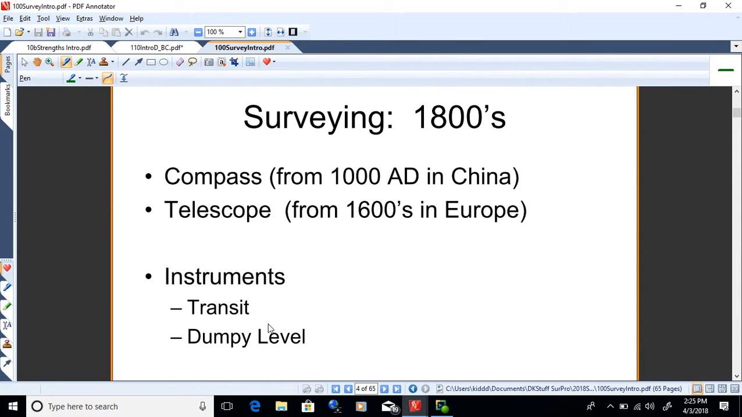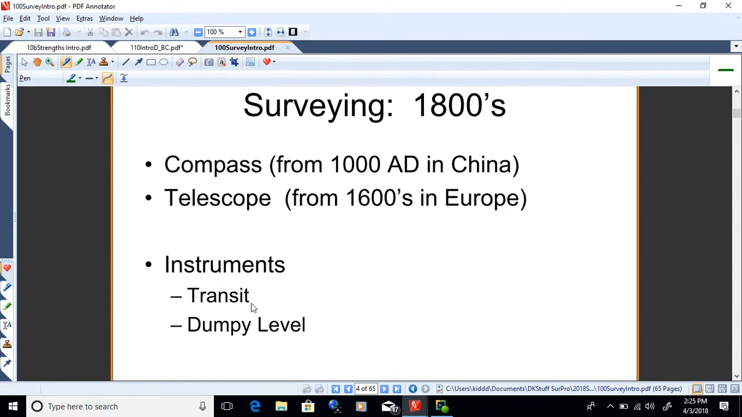Now things got going to a little bit more recognizable stuff in about the 1800s, I think. Compass from China, telescope from Europe. Use those two things, you can come up with a transit and a dumpy level. A transit turns angles and a dumpy level shoots levels.